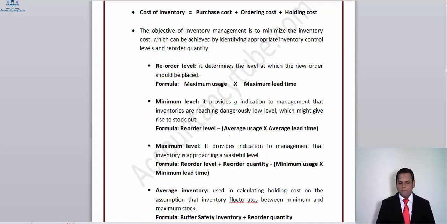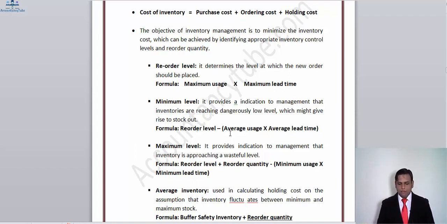The next area is minimum level. This provides an indication to management that inventories are reaching a dangerously low level, which might give rise to stock out. Minimum level means that inventory can go into stock out at any time now, which can seriously halt the production process. The formula for this is reorder level less average usage and average lead time.